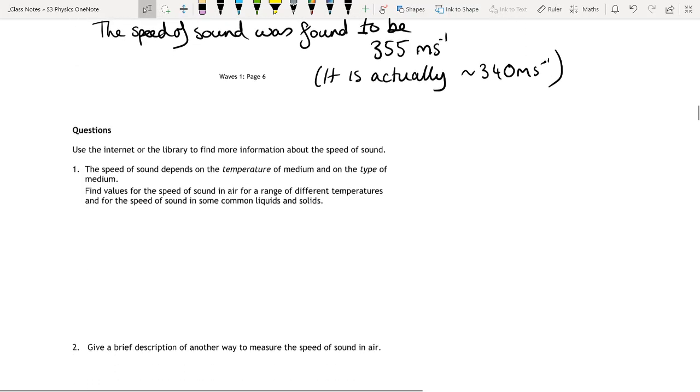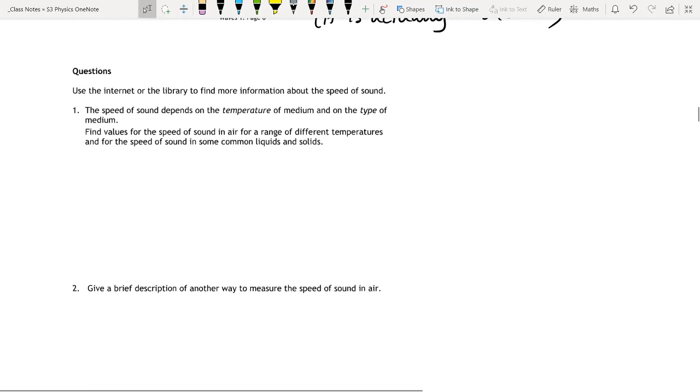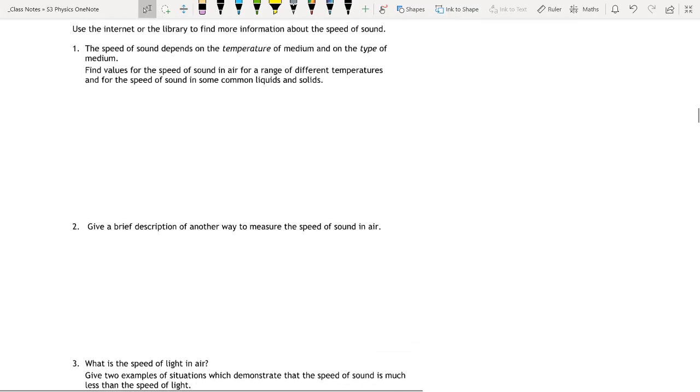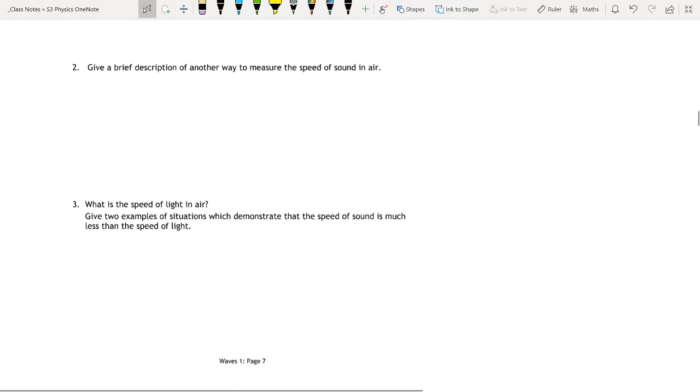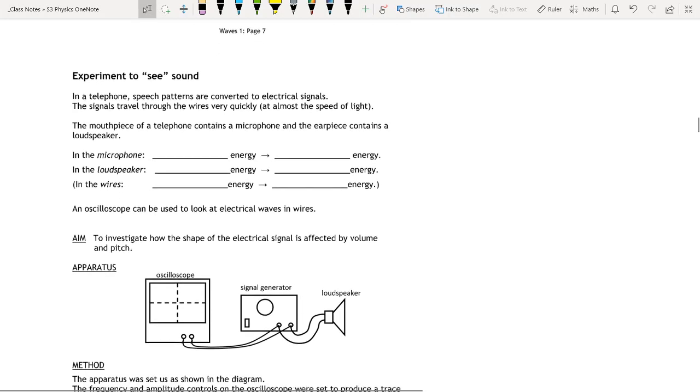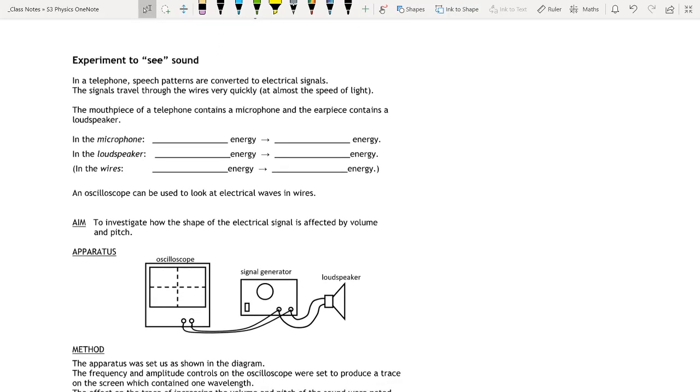The next page I'm going to skip for a second because it's going to be your homework. We might get round to starting it later. So we'll skip that for a second, and we're going to move on to experiment to see sound.